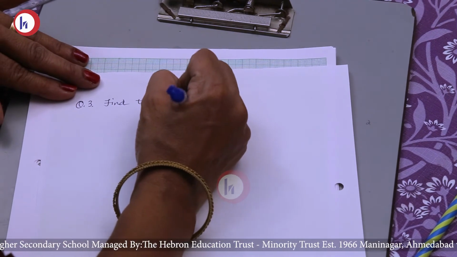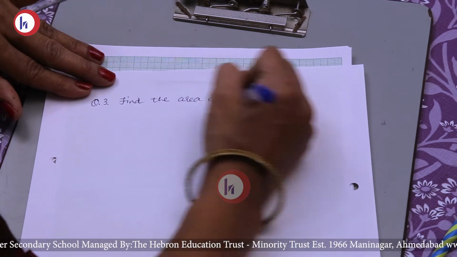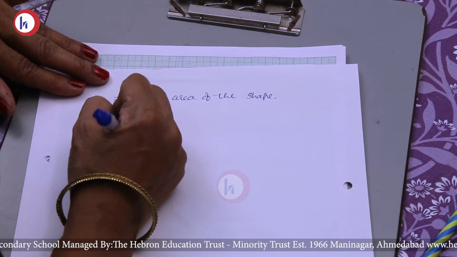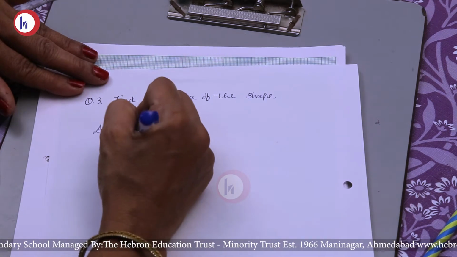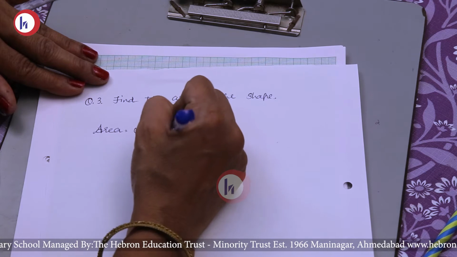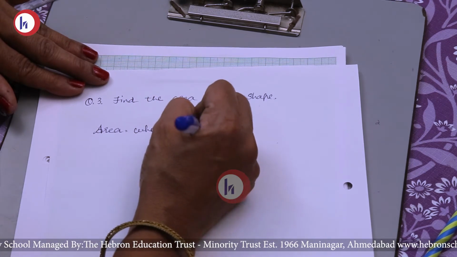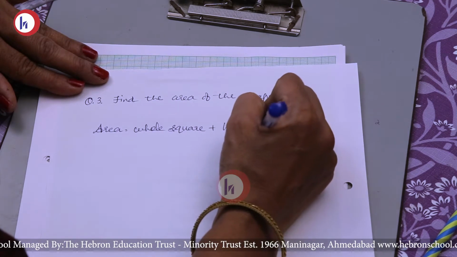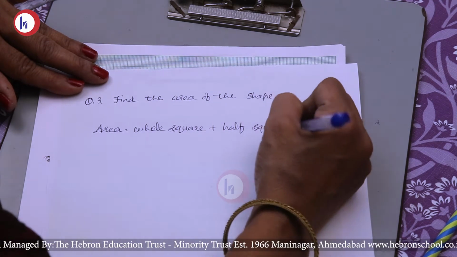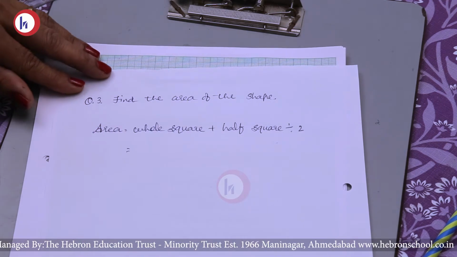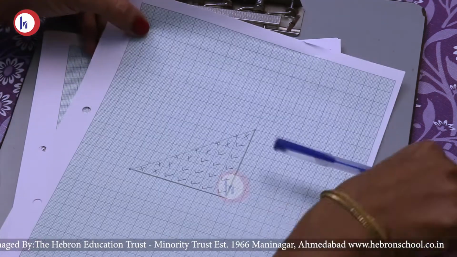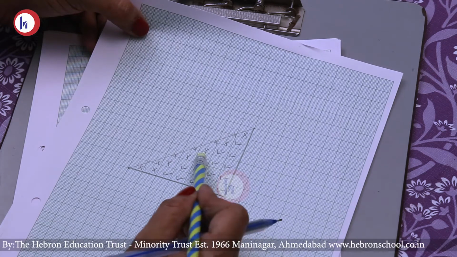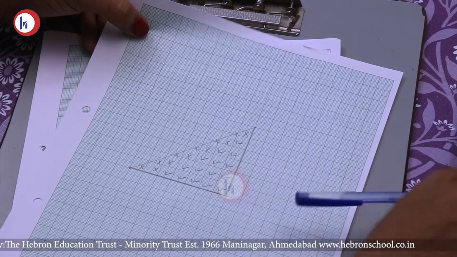Find the area of the shape. Area is equal to whole square plus half square divided by 2. Whole squares? Again: 1, 2, 3, 4, 5, 6, 7, 8, 9, 10, 11, 12, 13, 14 and 15.